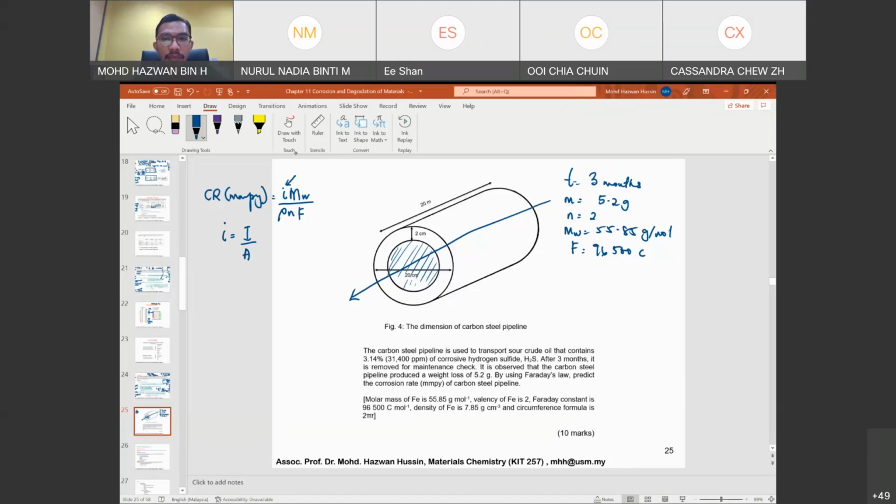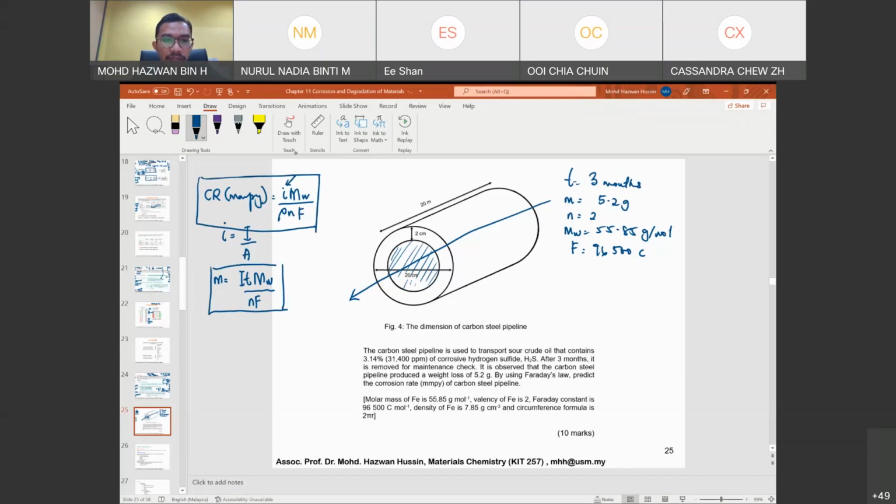How do you relate current with a mass loss? Actually, you can refer to the previous formula. Mass loss is equal to I T MW over what, Cassandra? nF. Yeah, good. So this is actually the formula that we are going to use first in order to calculate the corrosion rate.